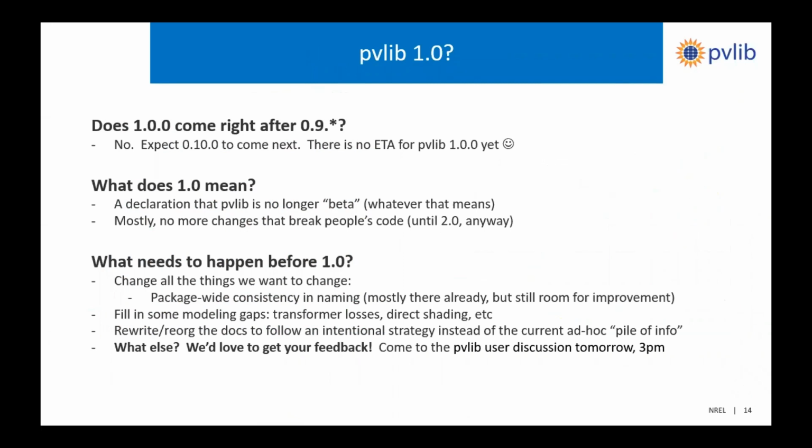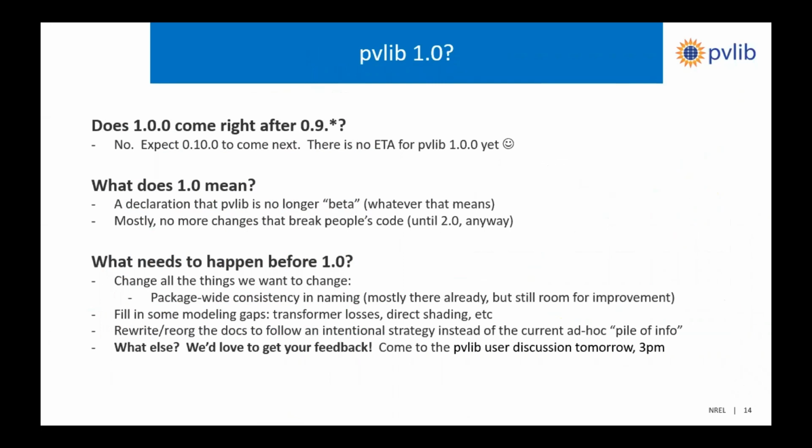Part of the reason that we're not rushing a 1.0 release is that when you hit 1.0, you're kind of supposed to stop breaking people's code by renaming functions or renaming variable names, things like that. And so all of the changes that we want to do to make things completely consistent across the entire package, we're already pretty good about that, but there's still room to improve. Filling some modeling gaps, better documentation, things like that. We want to get that done before 1.0 because some of that we can't really do afterwards, at least without going to 2.0.